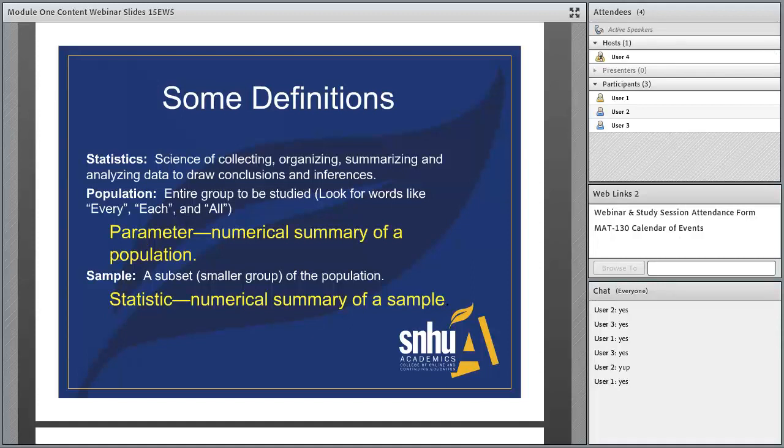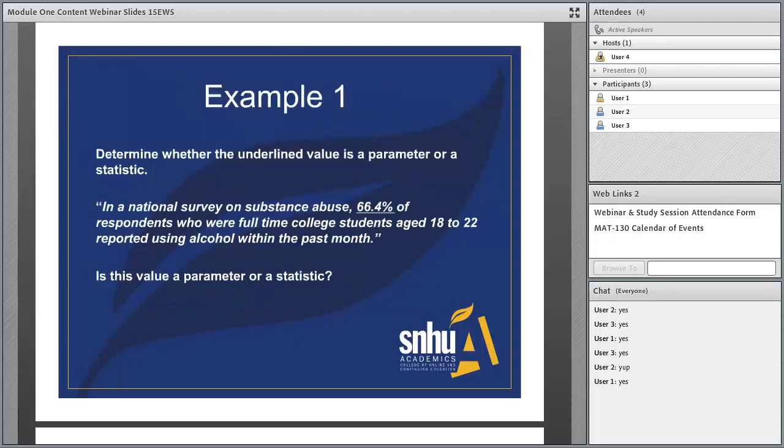So a nice little mnemonic that you can remember is that population and parameter both start with P, and sample and statistic both start with S. Okay, so you can kind of remember how those go together. So let's look at some examples of how that works.